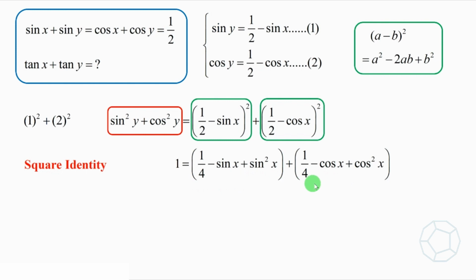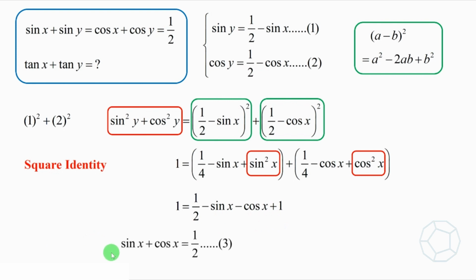Now, we add up the two constants 1 over 4 to get 1 over 2. Then we use the square identity again on the right-hand side to get another constant 1. Rearranging the terms, we have an important relation. Sine x plus cosine x is equal to negative 1 over 2. Let's call this equation 3. So how do we move on?